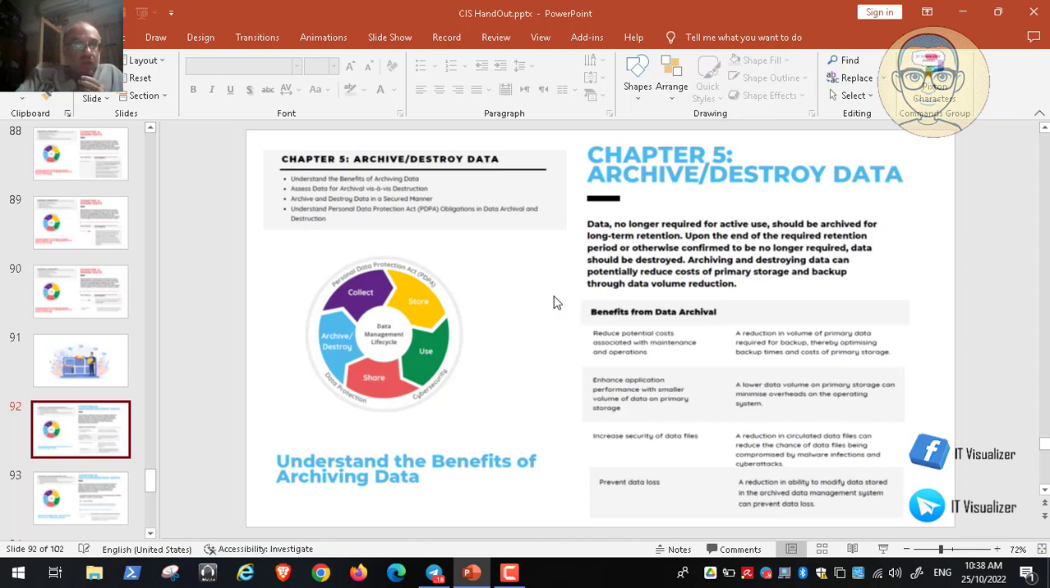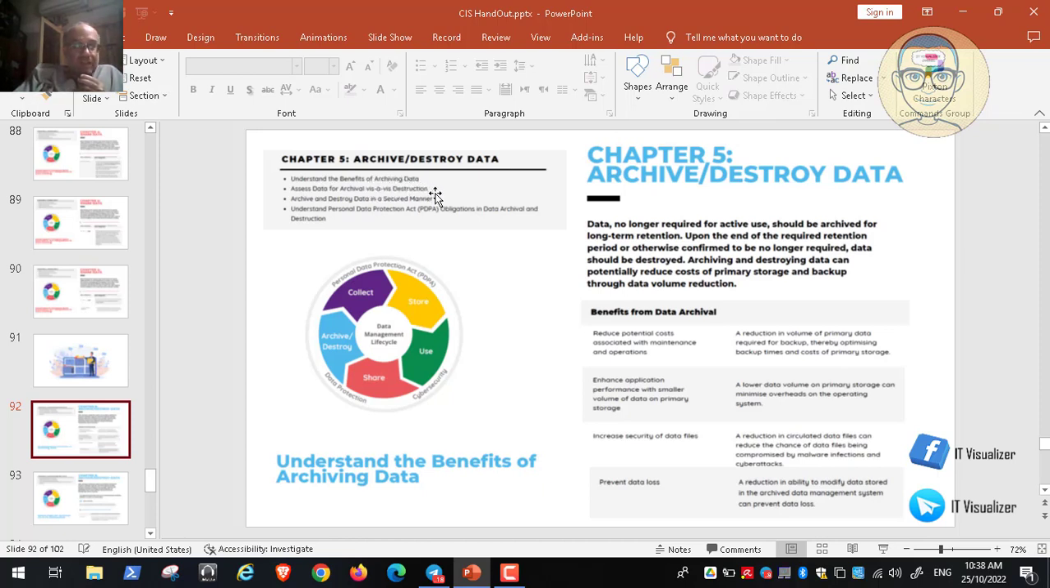We will divide the archive and storage of data into 4 phases: understanding the benefits of archiving data, and assessing data for archival or, vice versa, reduction or destruction.